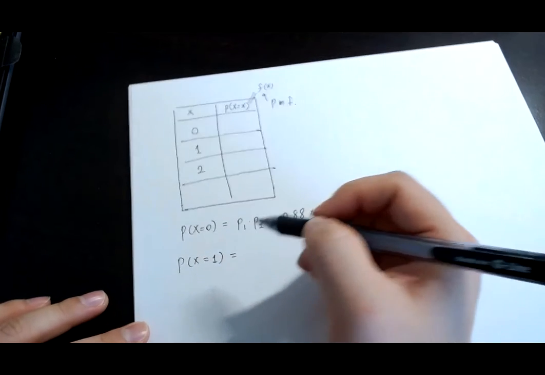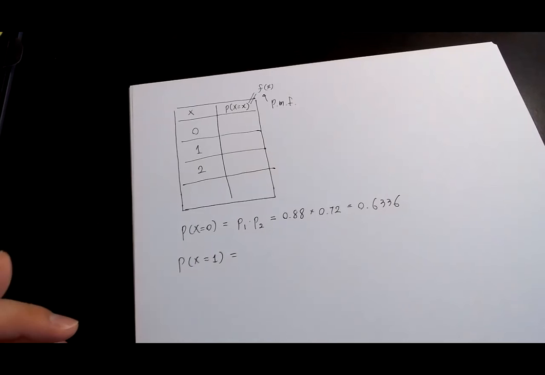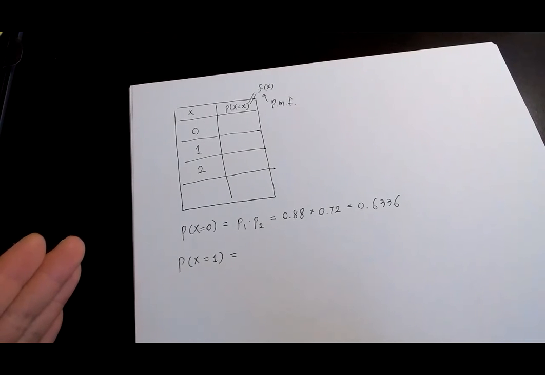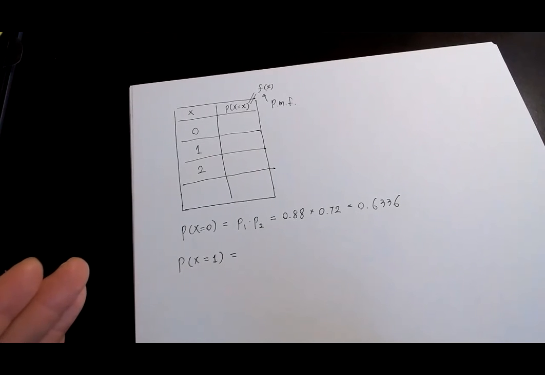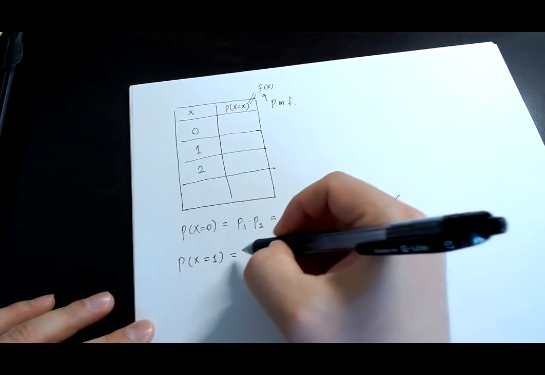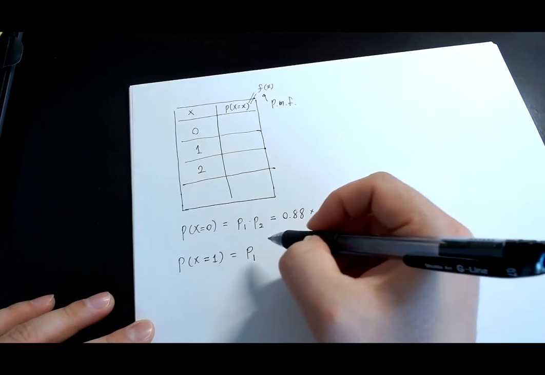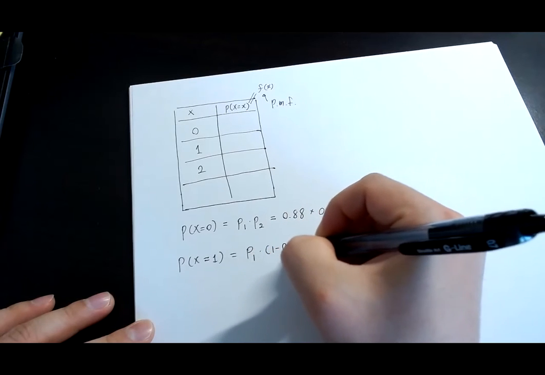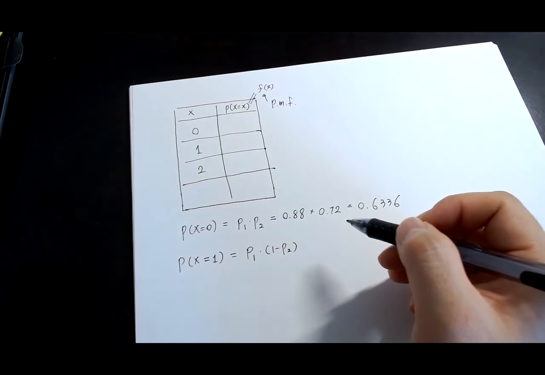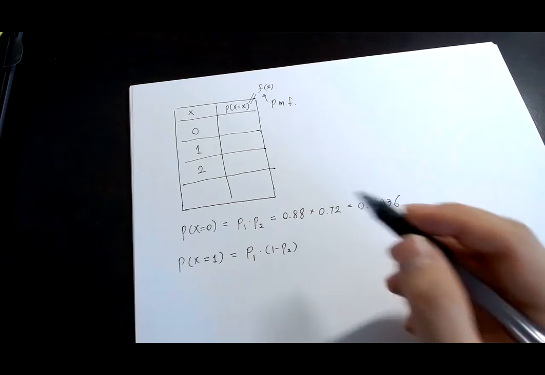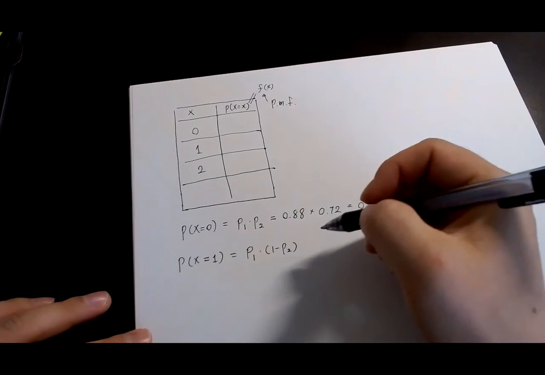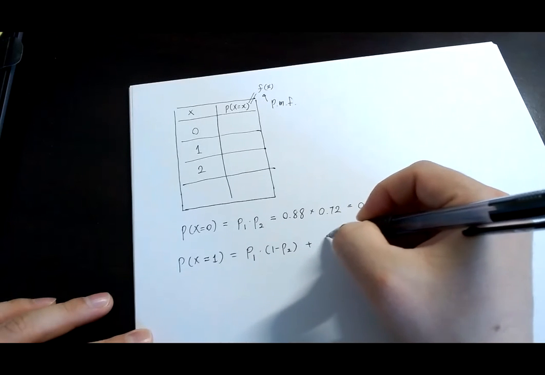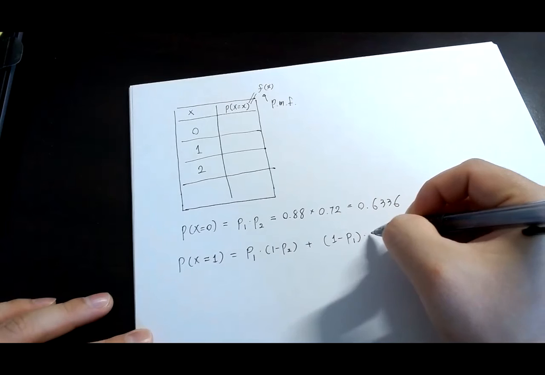Now probability X equals 1. It means that one device is working correctly and the other one fails. Then we have two possibilities: P1 works correctly but P2 fails, or P1 fails and P2 works correctly. So we think about two cases. It's going to be P1 times 1 minus P2, plus 1 minus P1 times P2.